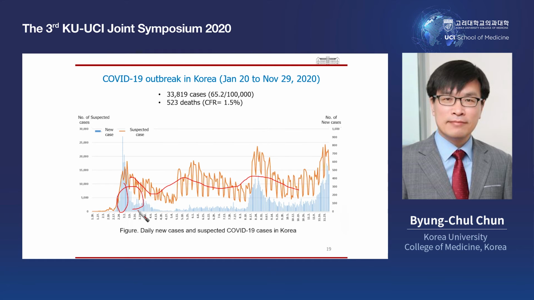We can see there are three big peaks. One is the specific church cluster in Daegu and Gyeongbuk area, and the second one is the metropolitan outbreak in summer, and the third one is ongoing all over the world.